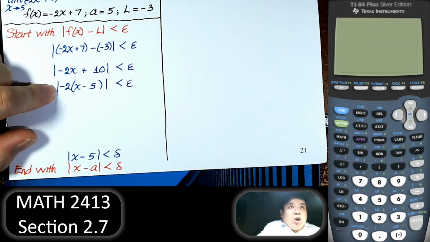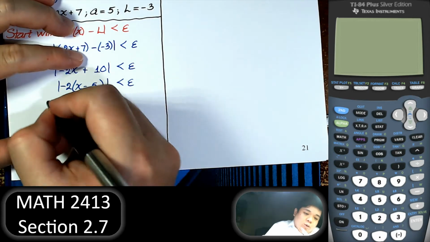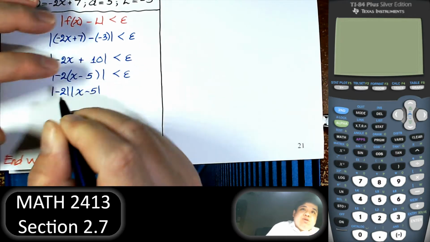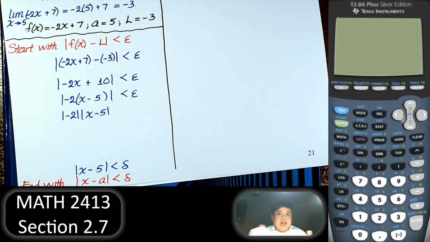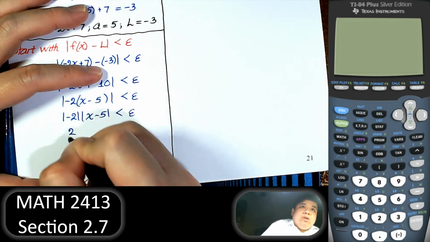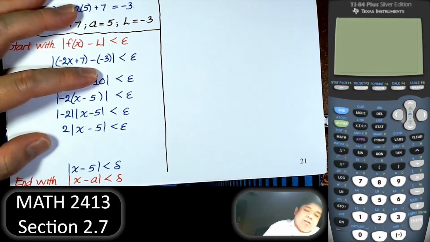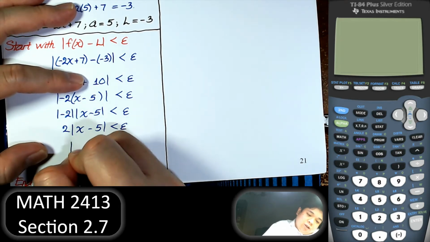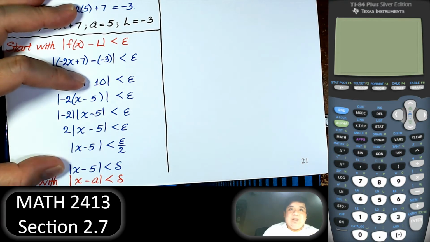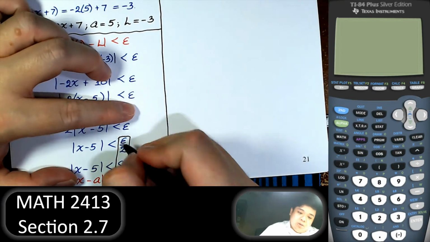Now, the negative 2 inside the absolute values, we cannot take it outside. But we can write it as a product, meaning we split the absolute values for negative 2 and for x minus 5. The result is still positive. So that's what we have. Absolute value of negative 2 is 2. So we have 2 times |x - 5| less than epsilon. And then of course we can divide by 2. So |x - 5| less than epsilon divided by 2. Now that's exactly the form we want. In this particular case, we will let delta equal epsilon divided by 2.